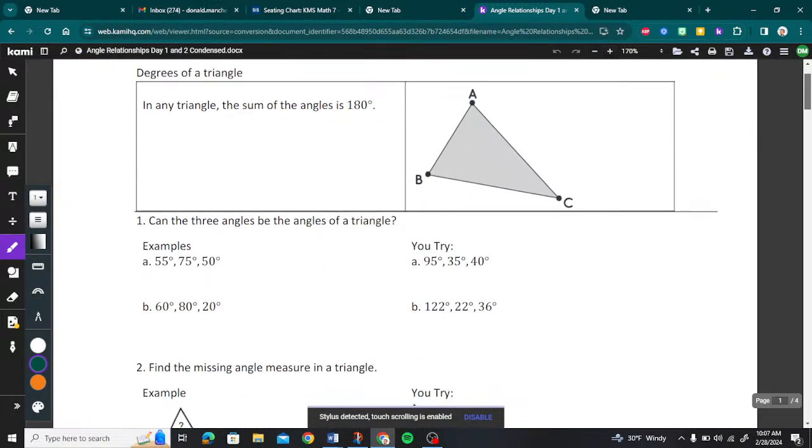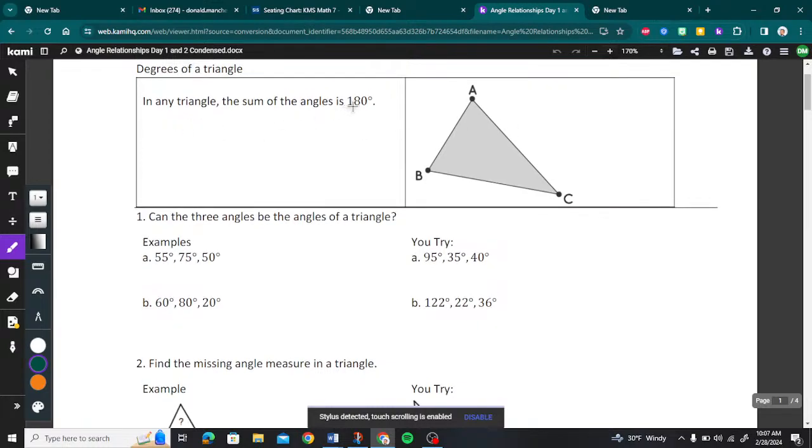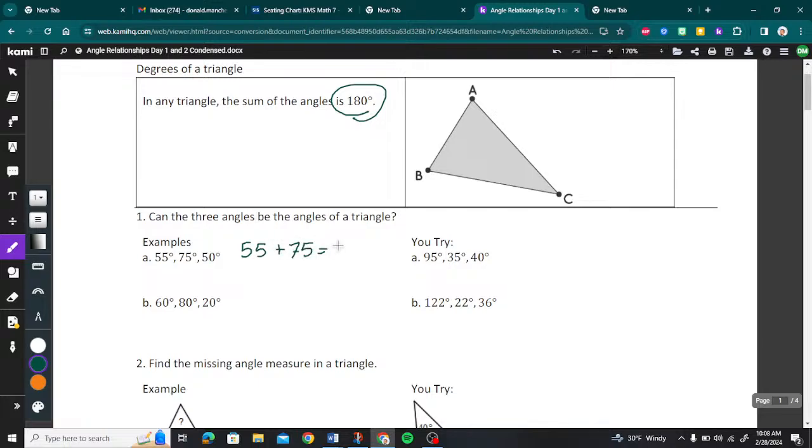In any triangle, the sum of the angles is 180 degrees. So down here, the first question that we have to ask ourselves is, can three angles be the angles of a triangle? So we look at 55, 75, and 50. And all we do then is do 55 plus 75 plus 50. And we see that that equals 180. So yes, these angles can be a triangle.